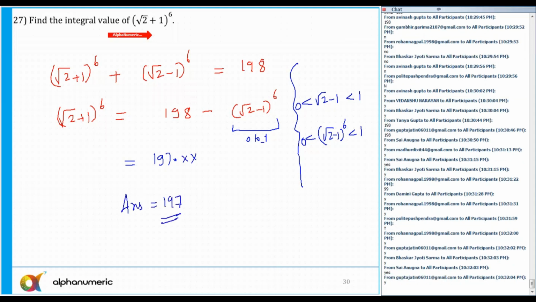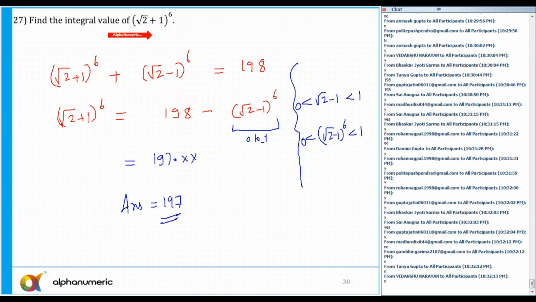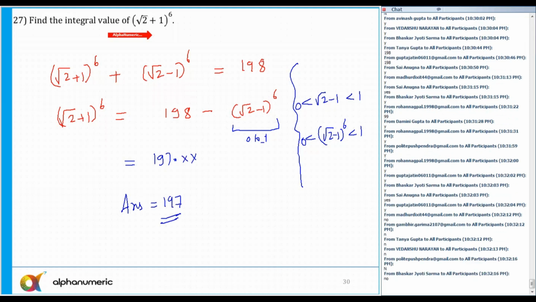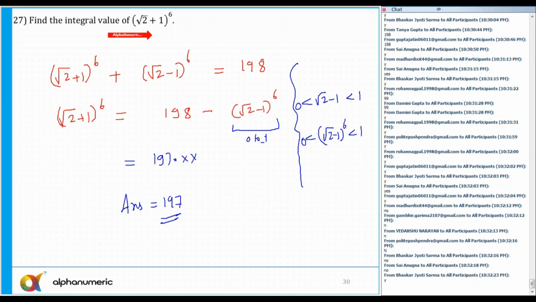197. So any doubts to anyone now? Please respond. So the integral value of this is this. So should I move to the next question, guys? Please tell me now.